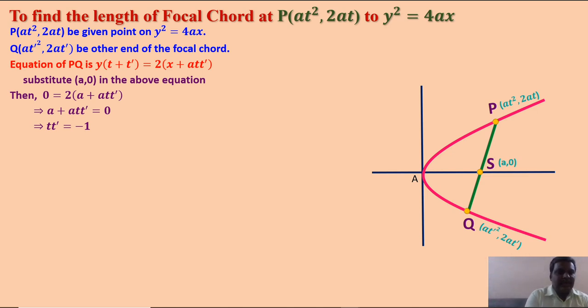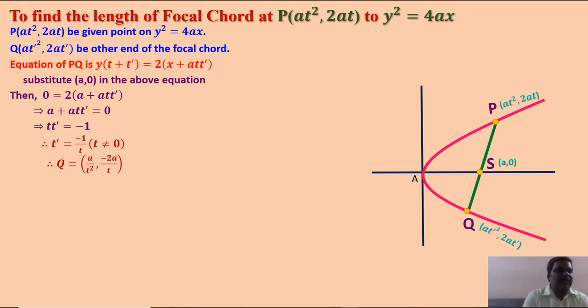From that, can you calculate t' or not? t' is equal to minus 1 by t. t is never 0. If t equals 0, what happened? (0, 0). That is the vertex. So, the line joining the vertex to the focus is what? Axis. Axis can never be a chord. That is why t is not equal to 0. So, we have t' equal to minus 1 by t. Substitute t' equal to minus 1 by t in Q. We obtain the coordinates of Q as (a/t², -2a/t).